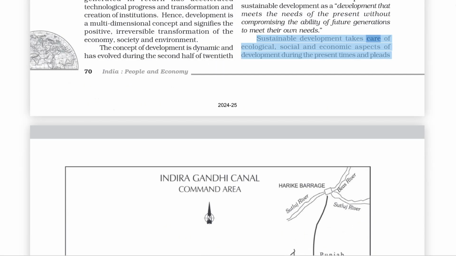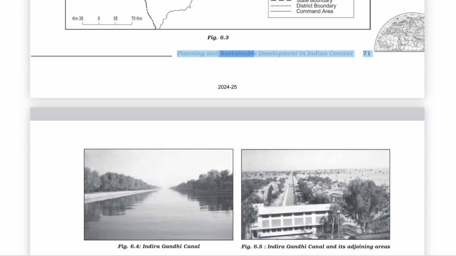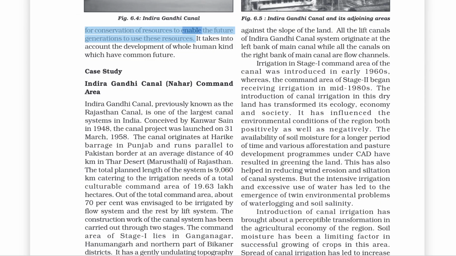Sustainable development takes care of ecological, social, and economic aspects of development during the present times and pleads for conservation of resources to enable future generations to use these resources. It takes into account the development of the whole humankind, which has a common future.